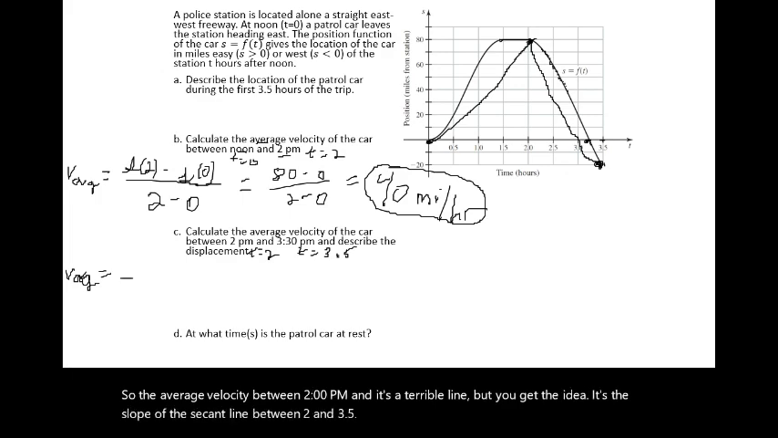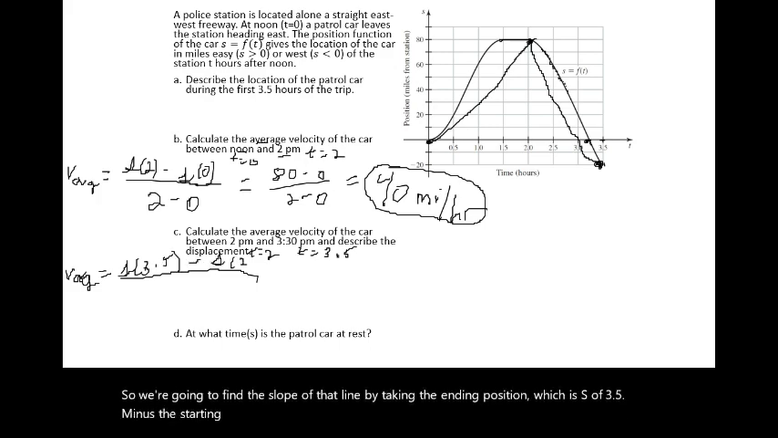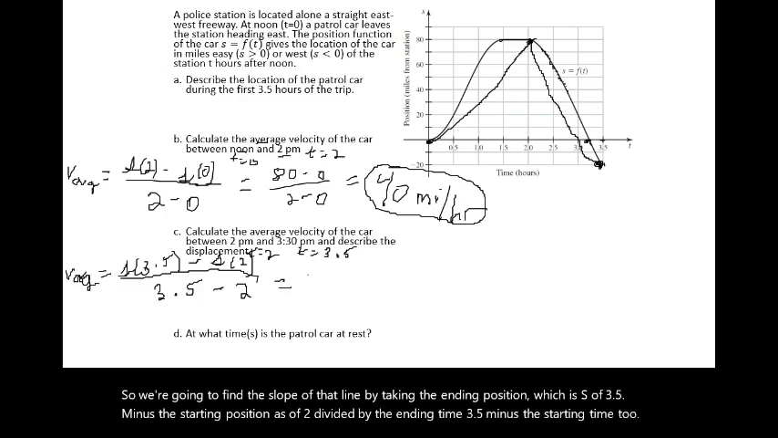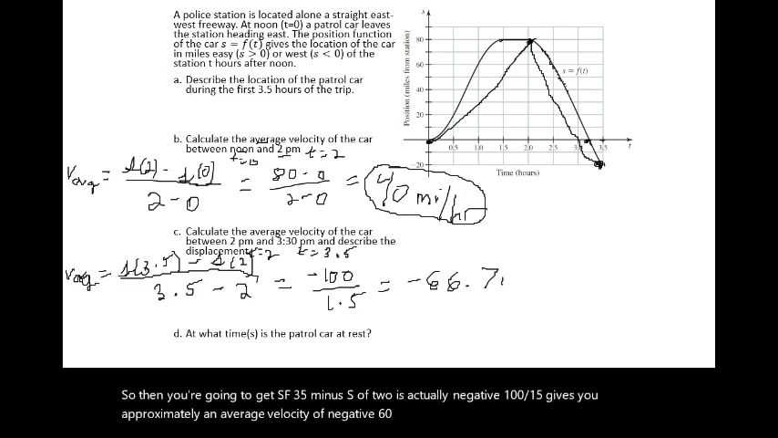We're going to find the slope of that line by taking the ending position, s of 3.5, minus the starting position, s of 2, divided by the ending time, 3.5, minus the starting time, 2. Then s of 3.5 minus s of 2 is actually negative 100, divided by 1.5, which gives approximately an average velocity of negative 66.7, in miles per hour.